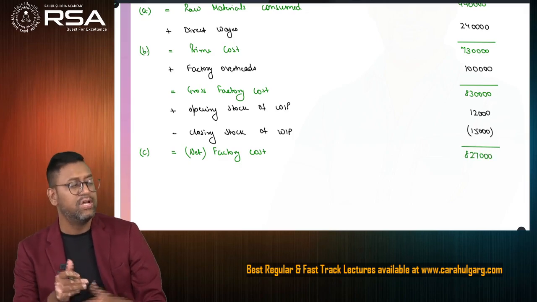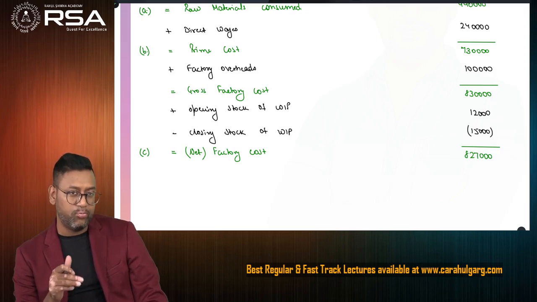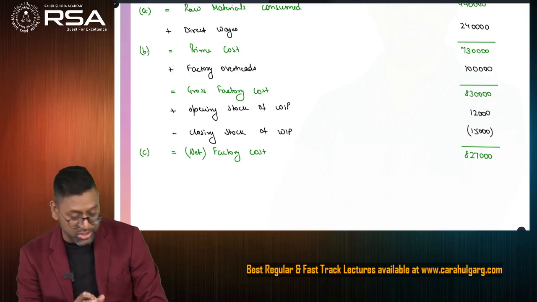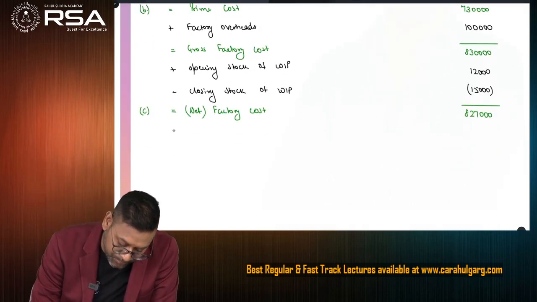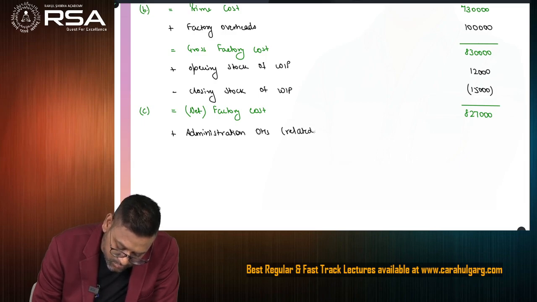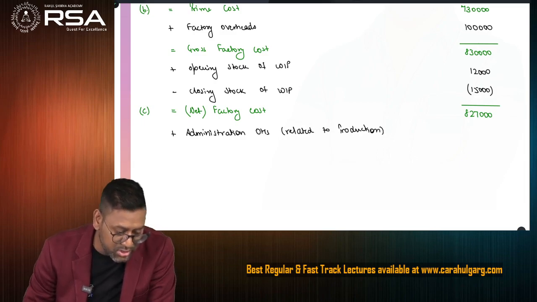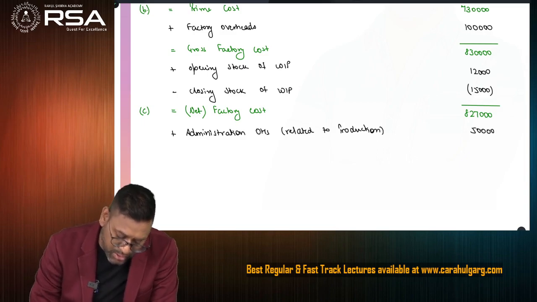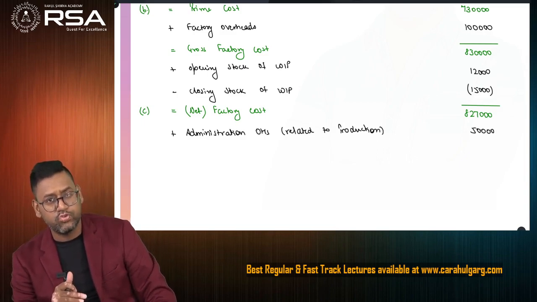After this, there used to be different points: quality control, R&D, which are not in the question. Then there used to be admin overhead related to production, that is definitely given, so we shall add it. Plus administration overheads related to production, given by the question, rupee 50,000.